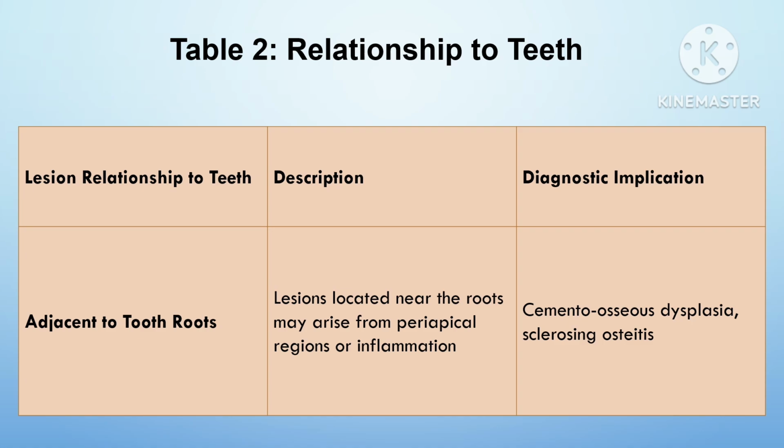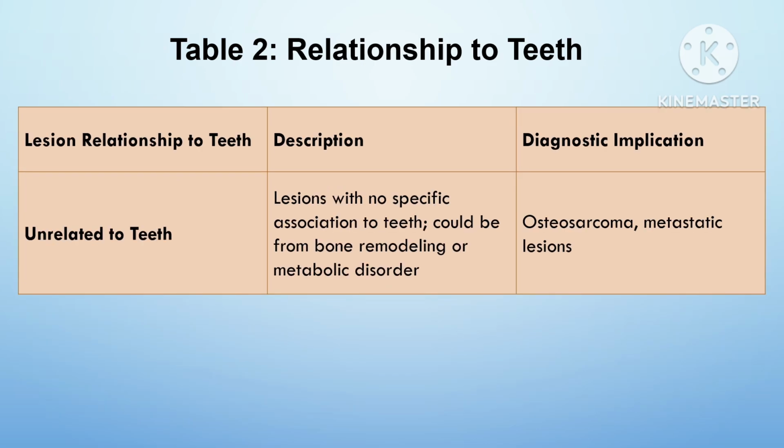Lesions that are situated close to the roots of the teeth often have implications for periapical health. These lesions may arise due to infections, inflammations, or other pathological processes affecting the tooth root. Some lesions may have no direct association with the teeth, indicating a more systemic condition or primary bone pathology. These lesions are not influenced by the presence or absence of teeth. Conditions such as fibrous dysplasia or certain benign tumors like osteoma may present as a radiopaque lesion in the jaw but do not correlate with adjacent teeth.